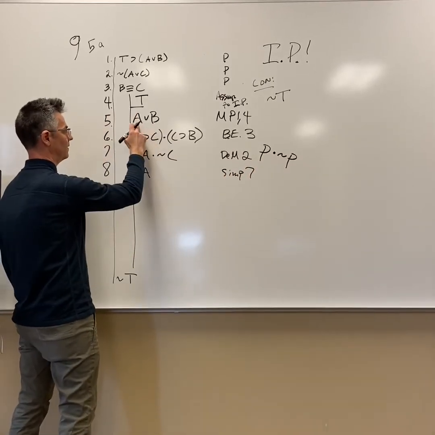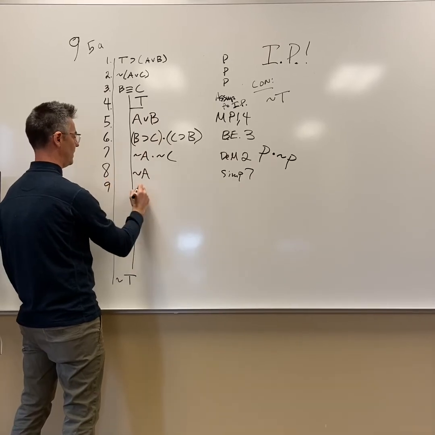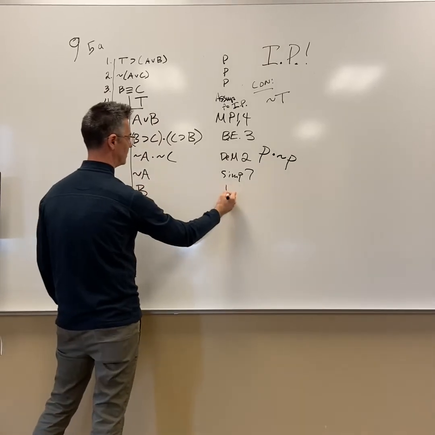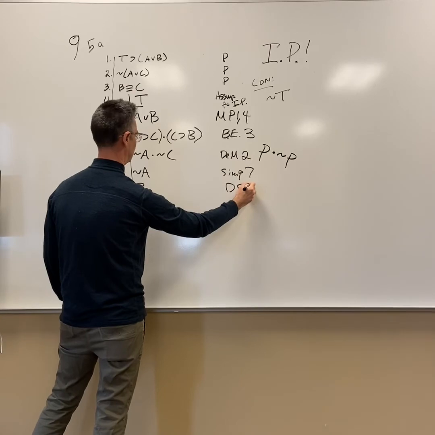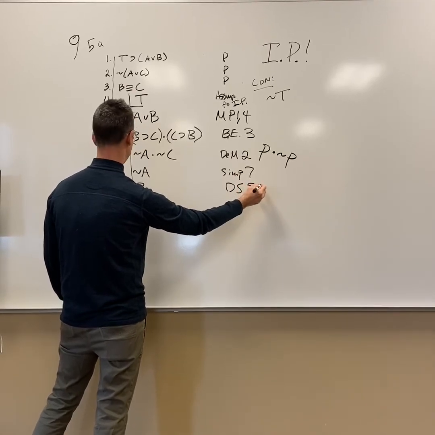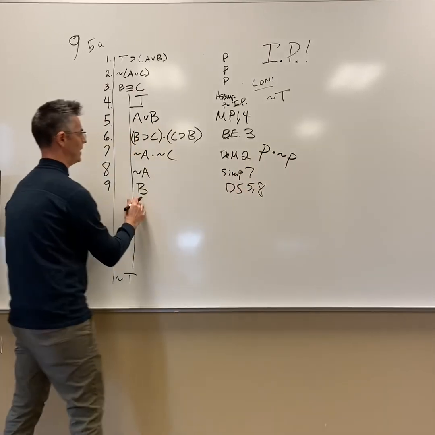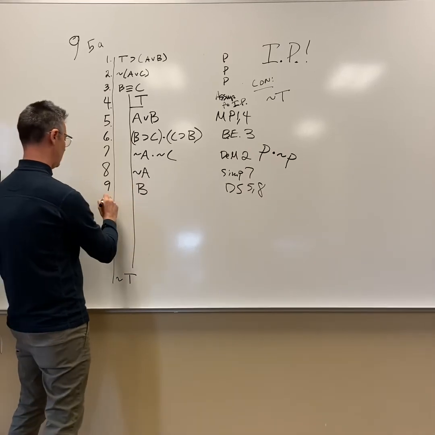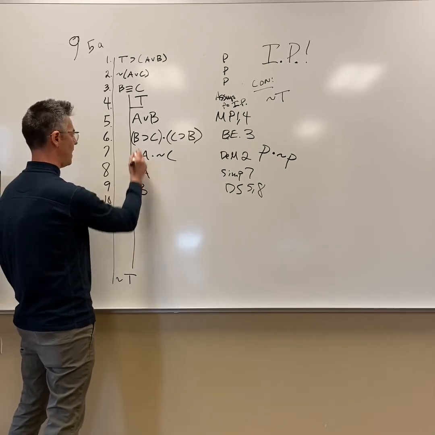And then I can do a disjunctive syllogism on that, and that'll leave me B by itself. So that's disjunctive syllogism on lines 5 and 8. And now I've got B by itself. Well, let's see, I can use that here with this half.